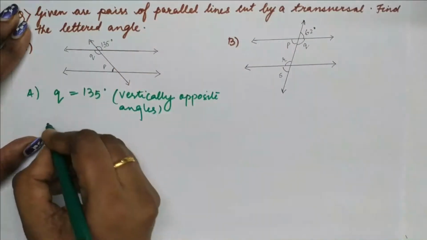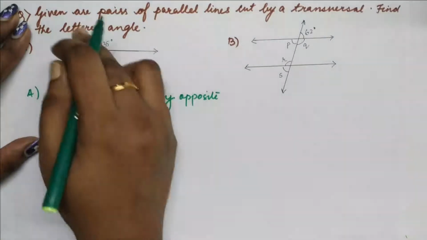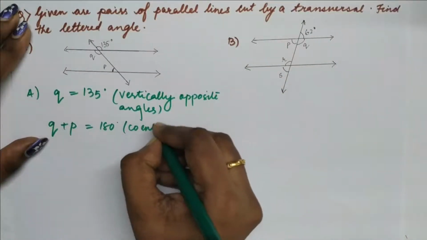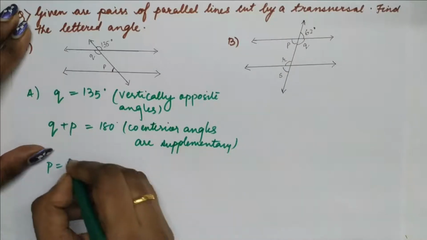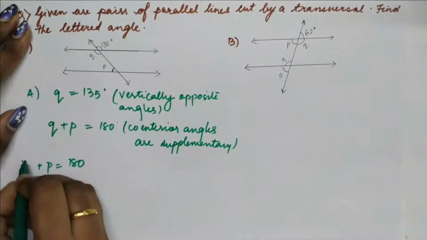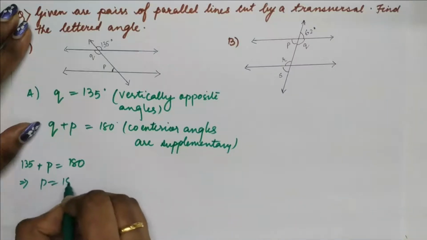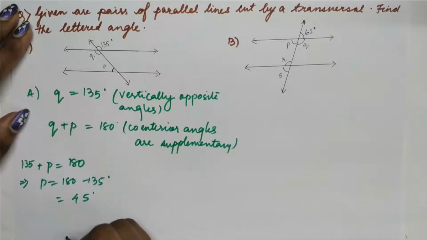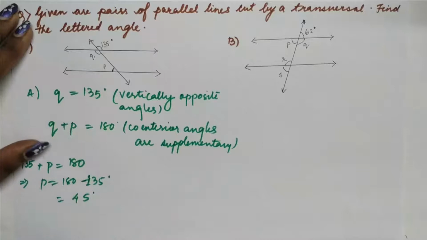Now Q plus P is forming the co-interior angle because they are lying in the interior of this parallel line. So you know that co-interior angles are supplementary. So we can put the value of 180, Q as 135. We need to find P. So 180 minus 135, that is 45 degrees. So angle P is 45.